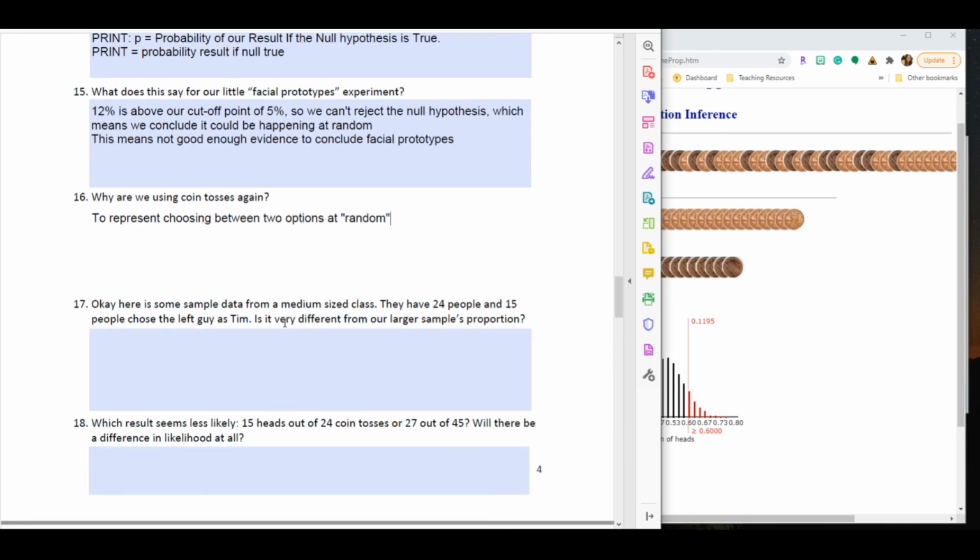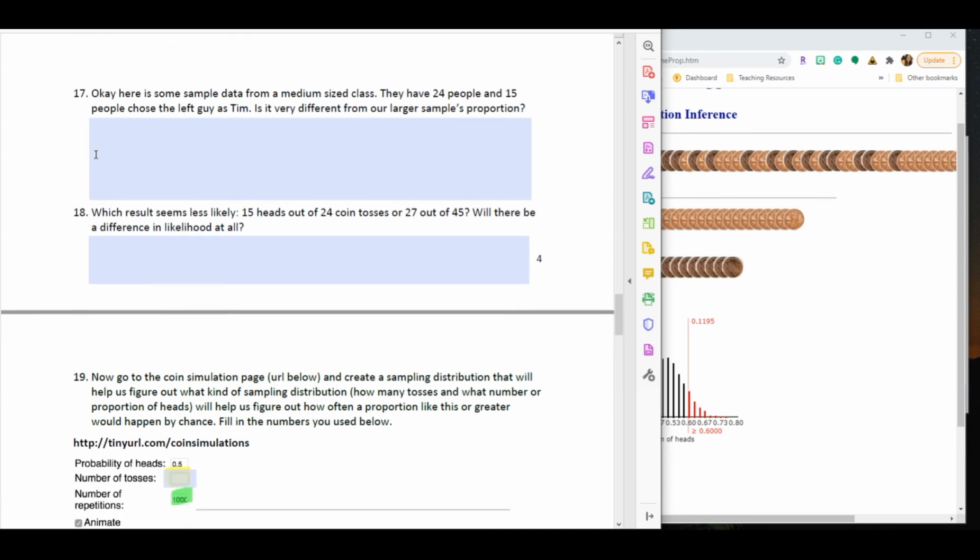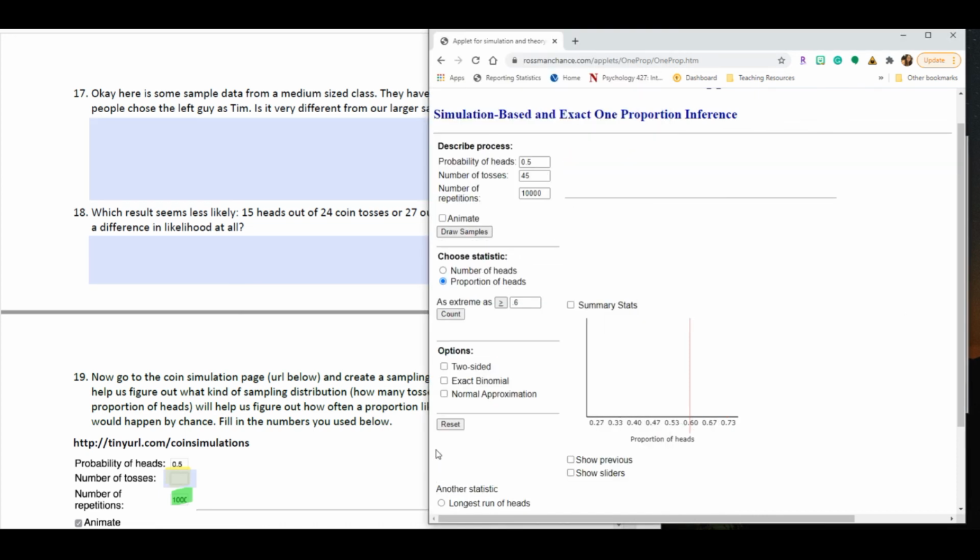Now, for the next part, I'm going to have you keep working on this. Let me just show you a little bit more so you're not lost. So next up, here's data from a different class. It's a smaller class. There are only 24 people in it. This is where we're going to do a reset. We want to reset here.